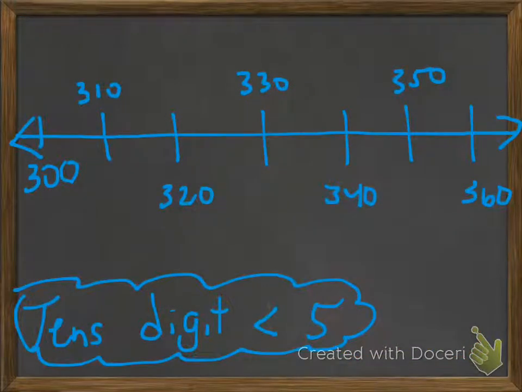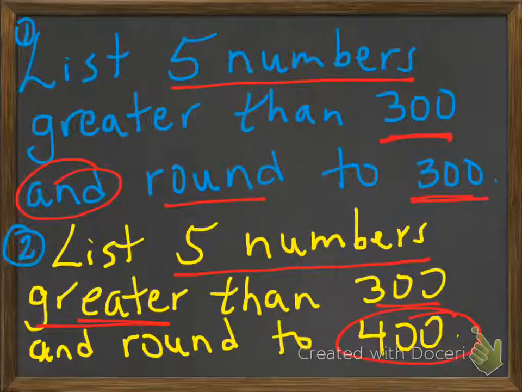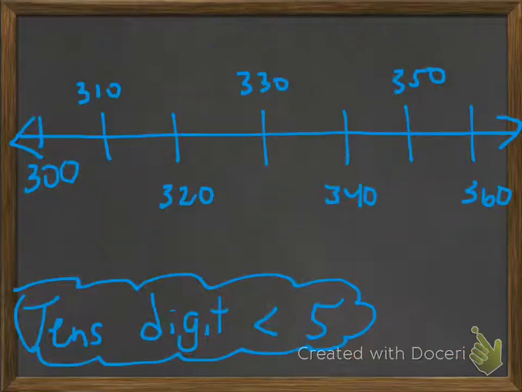So we're going to go ahead and do the first one. Let's go back and look. We're going to list 5 numbers greater than 300 and round to 300. So here's our number line. And if you notice, it starts at 300 and goes all the way to 360. But our rule is the tens digit must be less than 5. So we can only choose numbers from 300 to right here, 349.